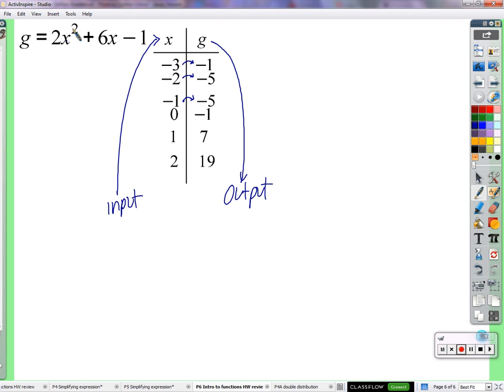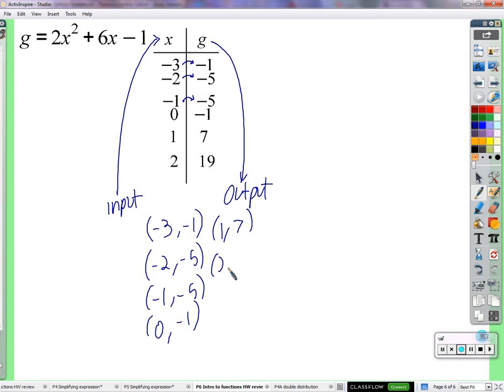Here's another way that we can keep track of this function's inputs and outputs. This goes in, and this comes out, and this goes in, and this comes out. Here's another way. To keep track of this input-output pair, we could do it like that. Does that look familiar? Yeah. It's just what we call an ordered pair. Input, output. That's the order. There's another input-output pair, negative 2, negative 5. Negative 1, negative 5. See where I'm going with this?